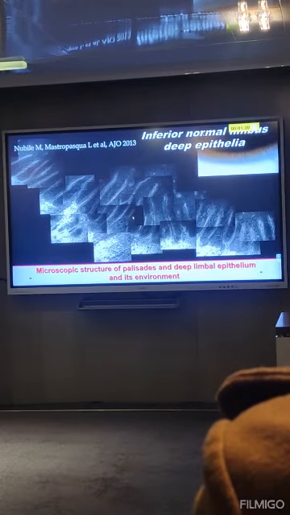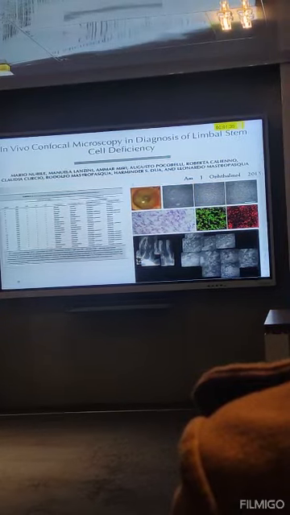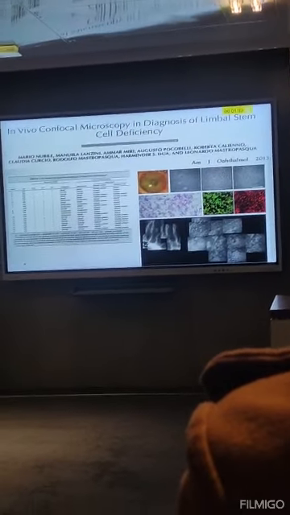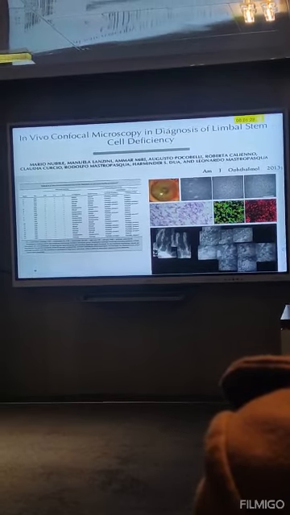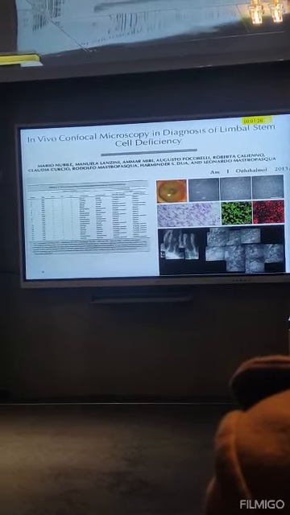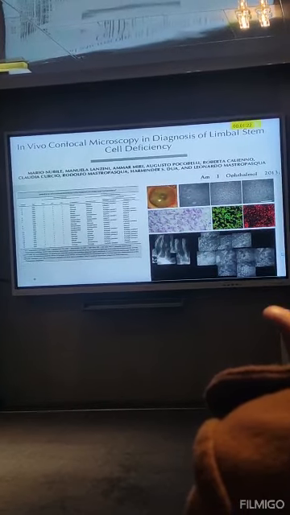And this is an example. And this is normal cases. But what is nice is that you can also analyze the ocular surface of patients with suspect of disease of limbus cell deficiency, total or partial, and you can discriminate whether they have a real conjunctivalization or not.